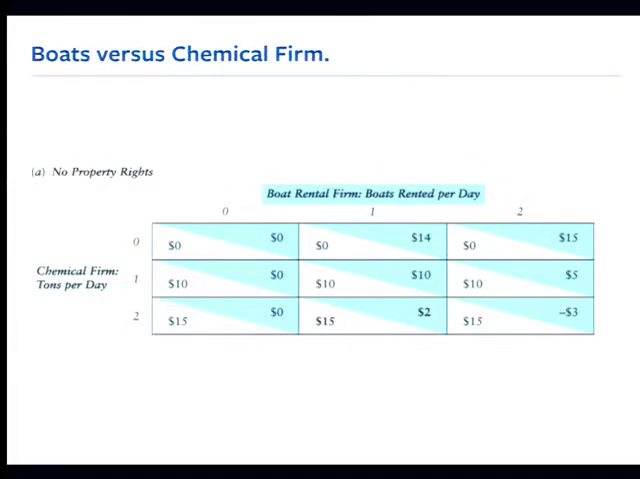So what the boat company is thinking, yes, I can't stop the chemical firm from producing 2 units of pollution, but what if I could get up here? My profits would rise from $2 to $10. I would be $8 better off, right? So I would pay anything from $8 downwards per unit of pollution to the chemical company to be free from pollution.